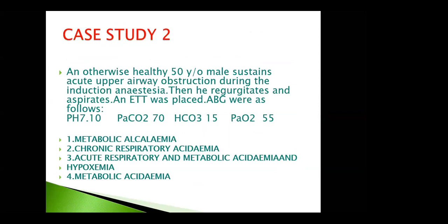And coming to the second case study: an otherwise healthy 50 years old male sustains acute upper airway obstruction during the induction of anesthesia. Then he vomits and aspirates, an ET tube was placed, and the ABG is as follows: pH 7.1, PCO2 of 70, bicarb 15, and PaO2 of 55. Please comment on this ABG. We have some 30 seconds.